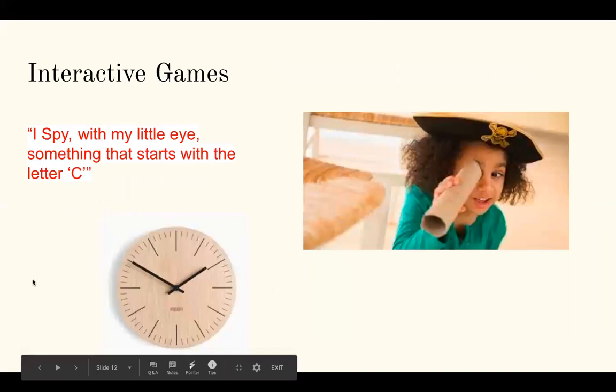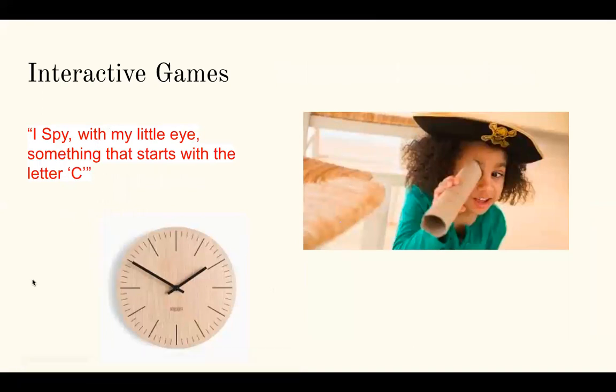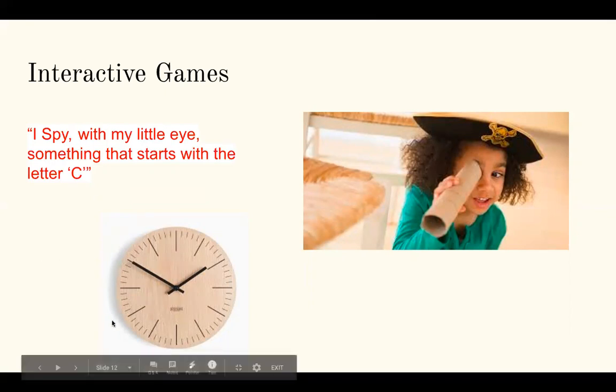Another interactive game that we can share with families is I Spy, and no materials required for this game. So in I Spy, you say, I spy with my little eye something that starts with the letter C, and then it's the student's job to look around the house or the space to find something that starts with the letter C. So maybe your child or student might find a clock.